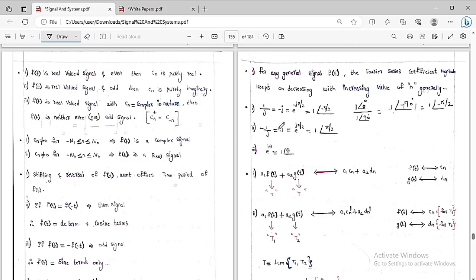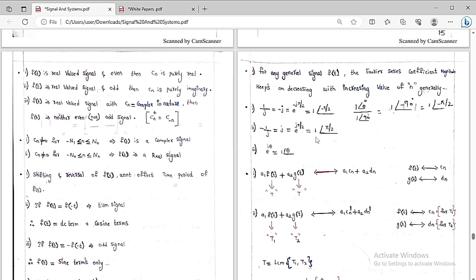So how can we write minus 1 by j? Minus 1 I can write as 1 at an angle of 180 degrees, while j is 1 at an angle of 90 degrees. Simplifying, 180 minus 90 is equal to 90 degrees, so 1 at an angle of 90 degrees. Or simply do the ratio: minus j by j, the minus cancels, so we get plus j. Plus j is 1 at an angle of pi by 2, or 90 degrees, or 1 into e to the power of j pi by 2. You can write anything.